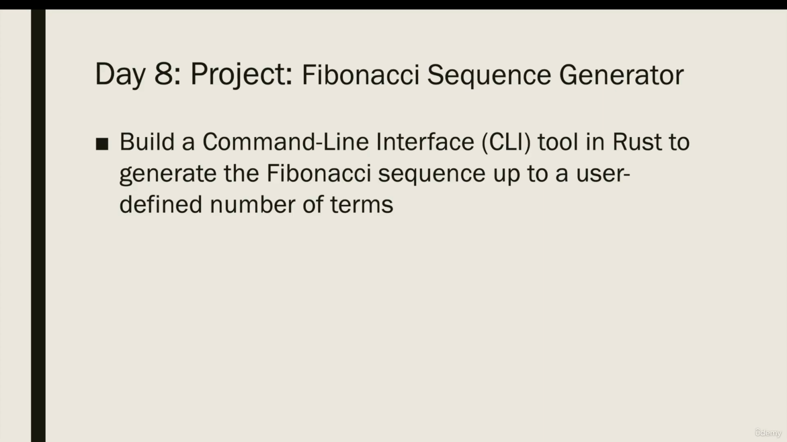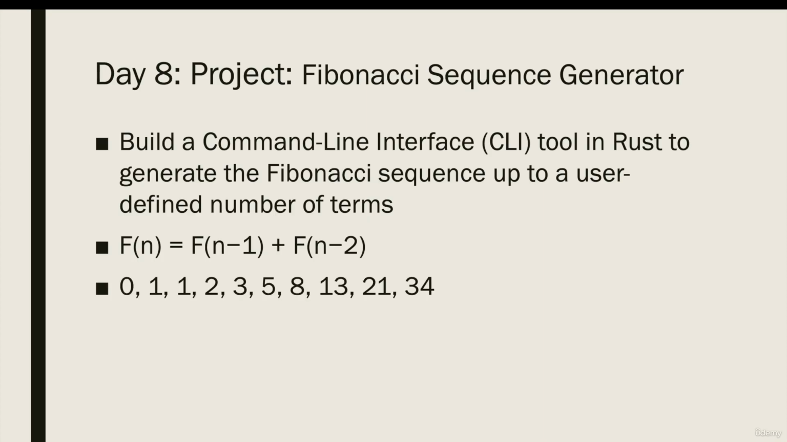So first, let's see what a Fibonacci sequence is. The Fibonacci sequence is a series of numbers where each number is the sum of the two preceding ones, starting from 0 and 1. The mathematical representation is f(n) = f(n-1) + f(n-2). So if you look up the first 10 Fibonacci numbers, it will show something like this. It starts with 0 and 1, then the addition of 0 and 1 is 1, 1 and 1 is 2, 2 and 1 is 3, 3 and 2 is 5, and so on.